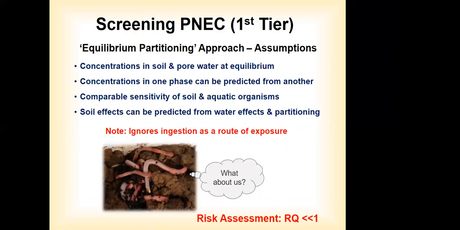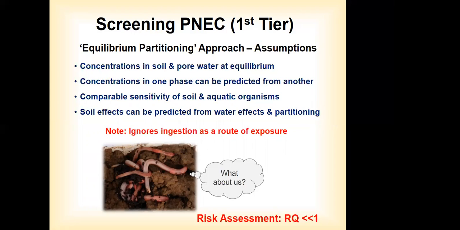All right, so that's the equilibrium partitioning approach. It's useful as a screening step, but it does rely on lots of assumptions, including that concentrations in pore water are at equilibrium with that in the solids, and that concentrations in one phase can be predicted from another phase. It also relies on the sensitivity of soil organisms being similar to aquatic organisms. And finally, that effects in the soil can be predicted from effects in the water and using the partitioning coefficient.